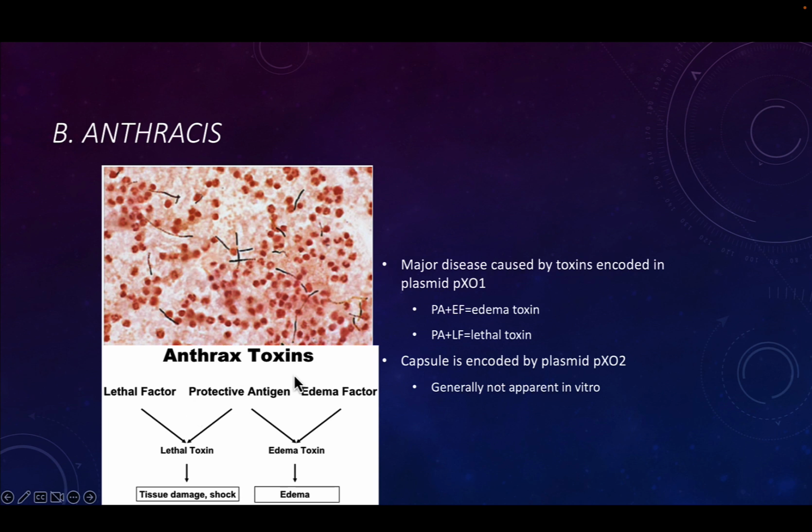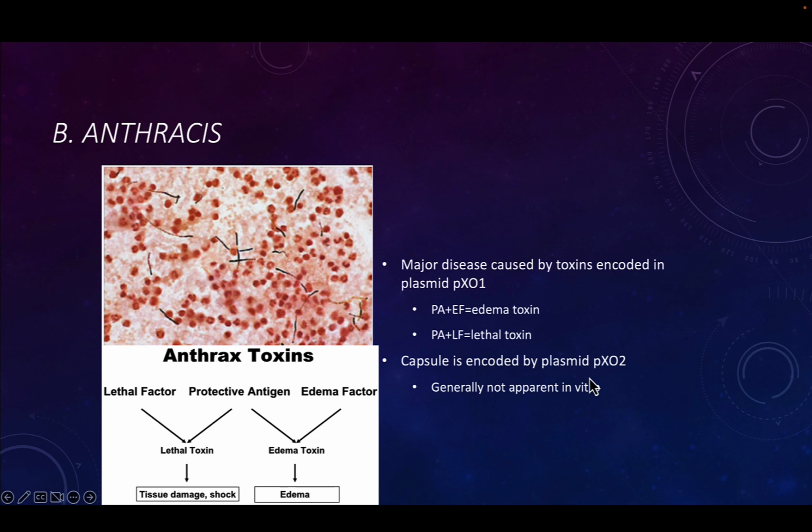So either lethal factor or edema factor will combine with protective antigen to form a toxin. When lethal factor and protective antigen get together, they form lethal toxin, which causes tissue damage and eventually can lead to shock. When protective antigen combines with edema factor, we get edema toxin, which leads to edema. So 3 proteins, 2 toxins.